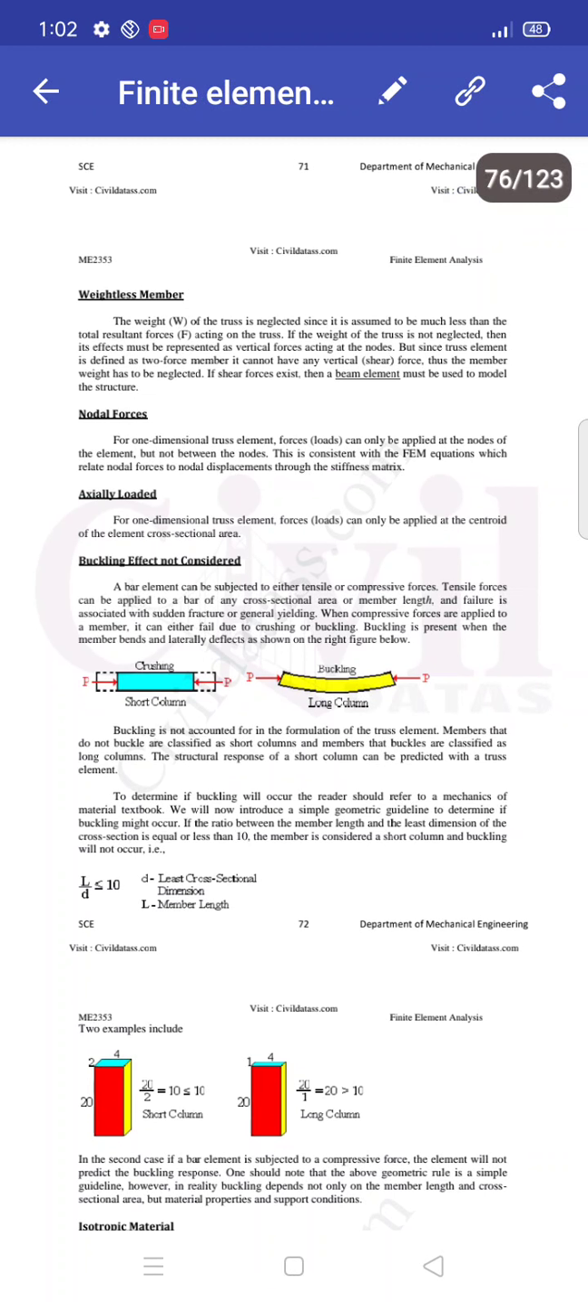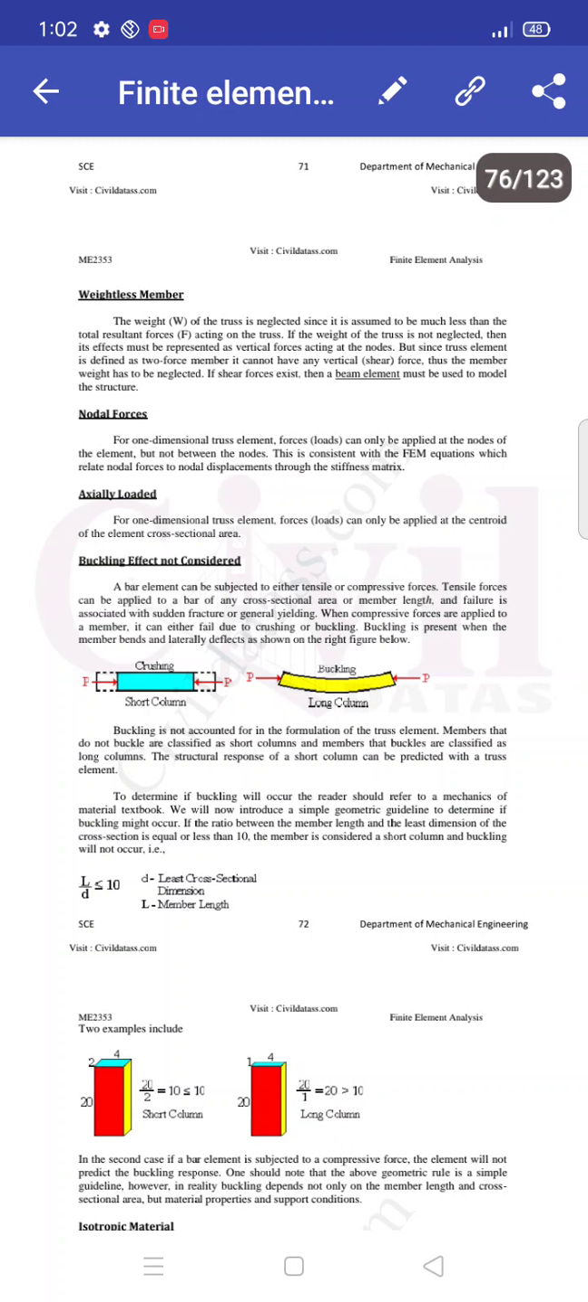Weightless member. Weight of the truss is neglected since it is assumed to be much less than the total resultant forces acting under stress. If the weight of the truss is not neglected, then in effect it must be represented as vertical forces acting at the nodes. But since a truss element is defined as a two-force member, it cannot have any vertical forces. Thus the member weight has to be neglected. If shear stress exists, then a beam element must be used to model the structure.